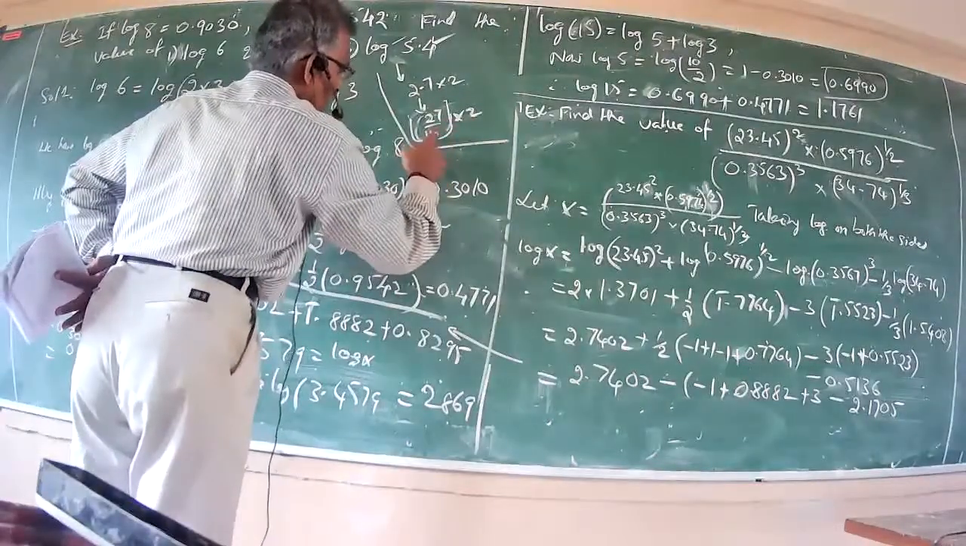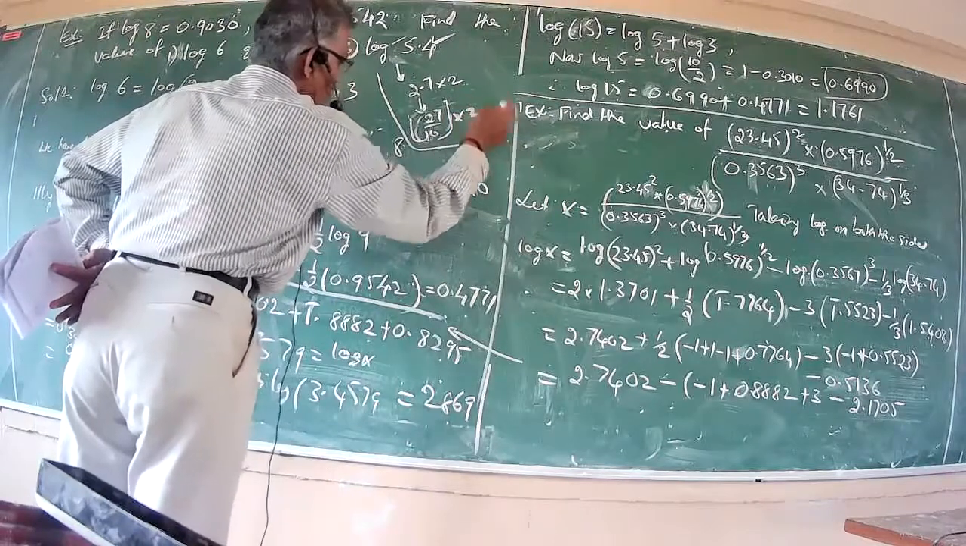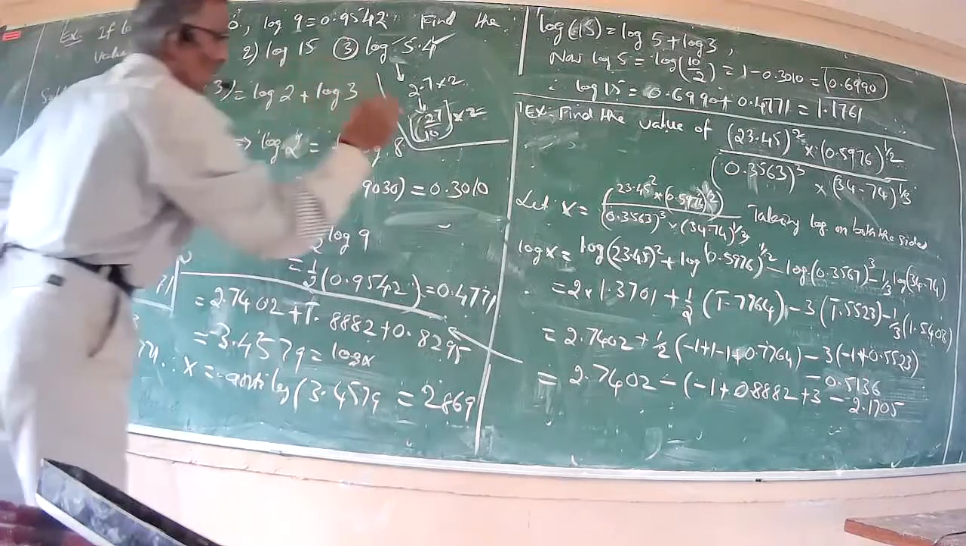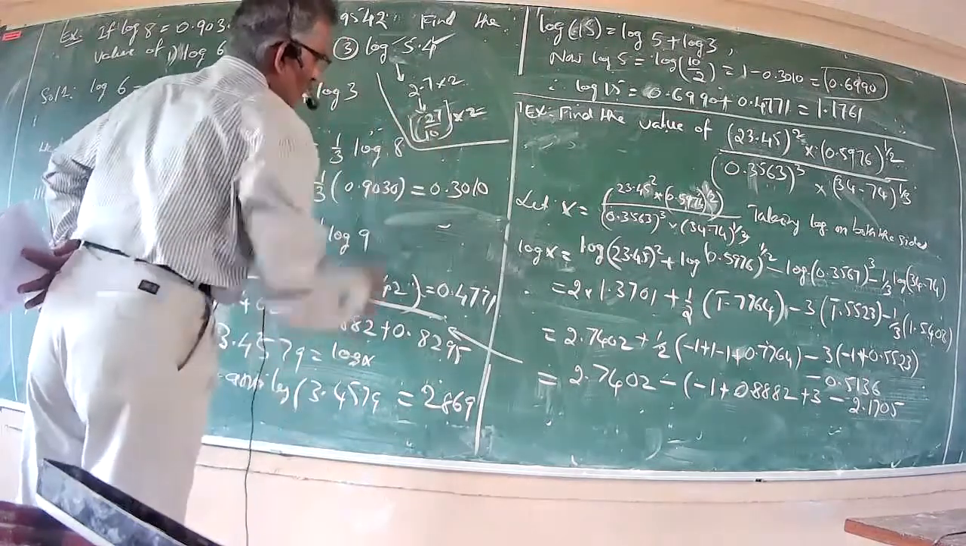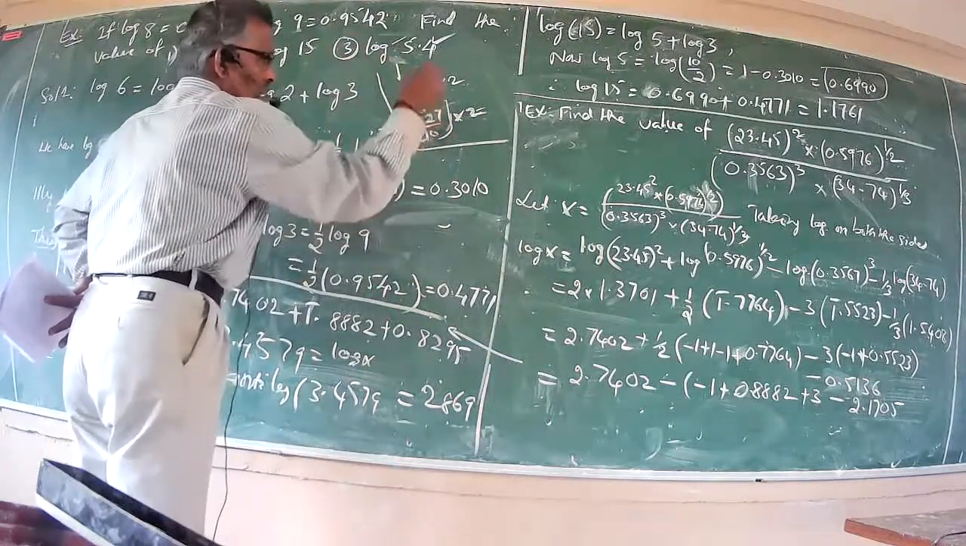A into b gives log of a plus log of b. So log of a plus log of b. Log of b is equal to 2. So you know this, log of 2 is known. Then the problem comes with this 27/10. I can write a divided by b equal to log of a minus log of b.